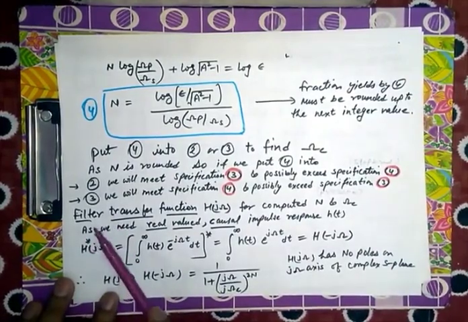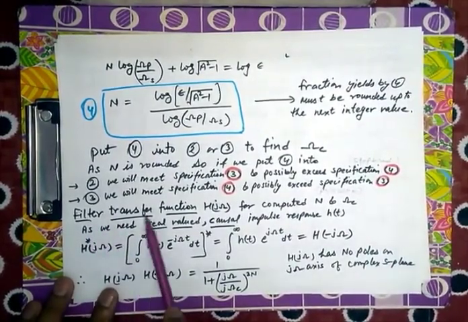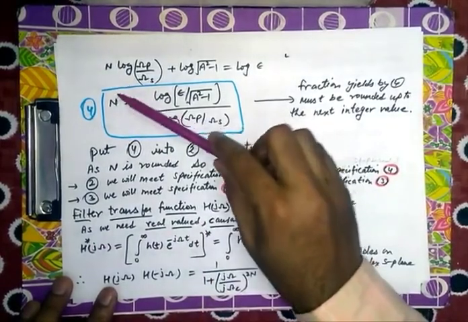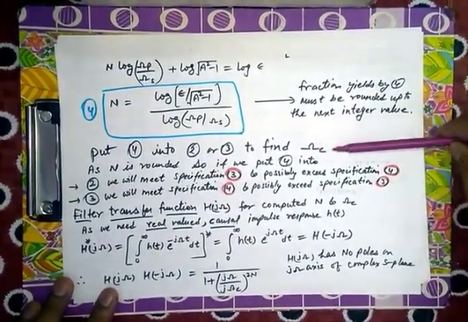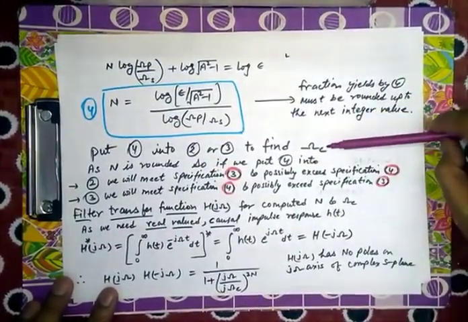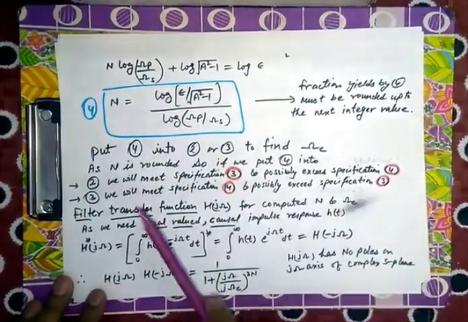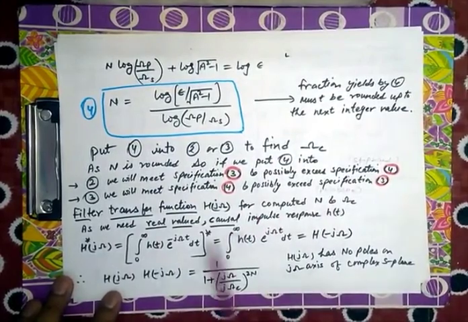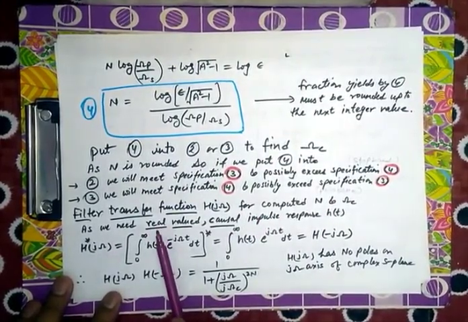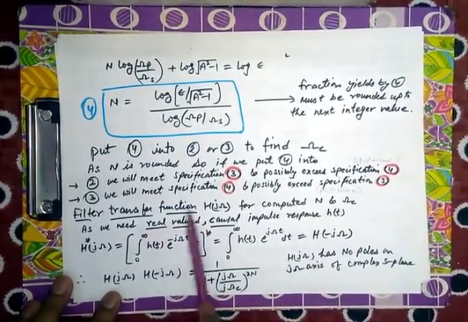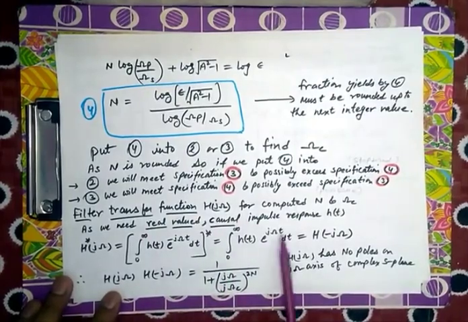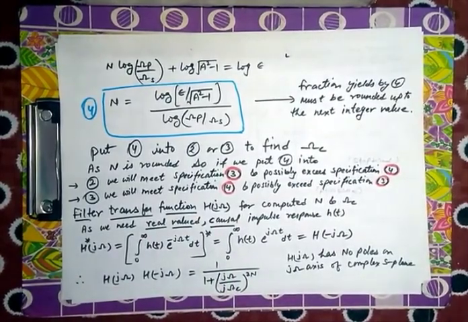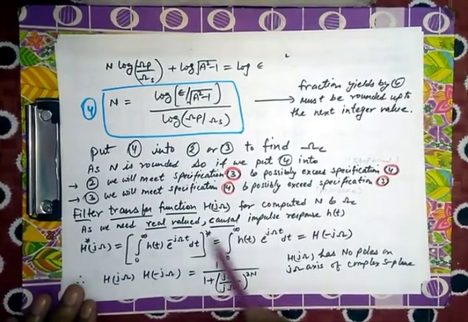Now, in the next step, we will have to find the filter transfer function. We have found n, we have found omega c, that is the cutoff frequency, and we have found the filter order. Now we will find the filter transfer function. As we know, the filter transfer function should have a real value. It should have a causal impulse response. It is the most wanted impulse response, real and causal.